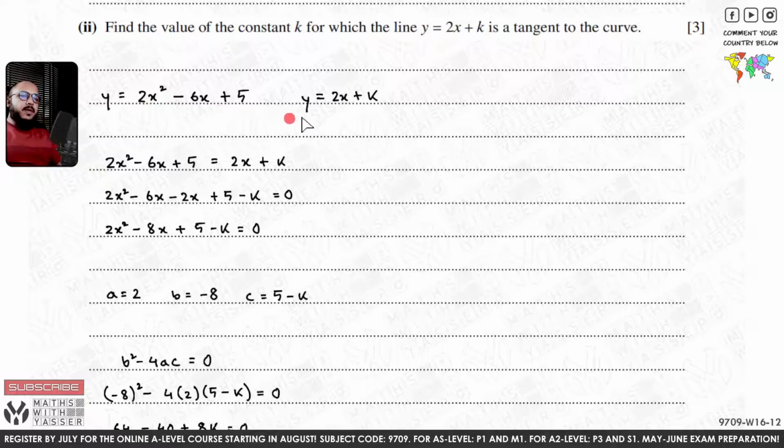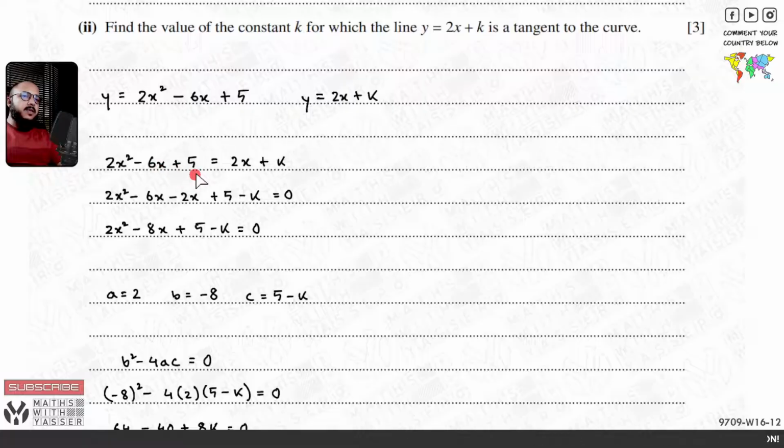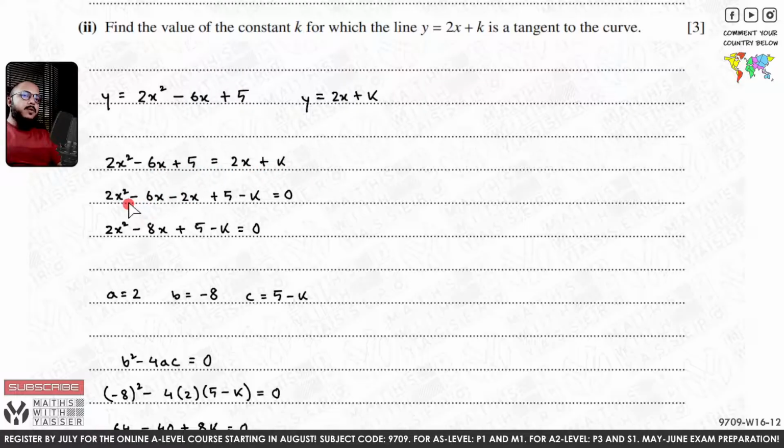So this is the equation of the curve and this is the equation of the line. And since they will be meeting, we can equate these two equations. So y equals y gives us 2x square minus 6x plus 5 equals 2x plus k. So 2x square minus 6x minus 2x plus 5 minus k is equal to 0. So 2x square minus 8x plus 5 minus k is equal to 0. Now, to compare it with the quadratic equation ax square plus bx plus c, we can see that a is equal to 2, b is equal to negative 8, and c must be 5 minus k.